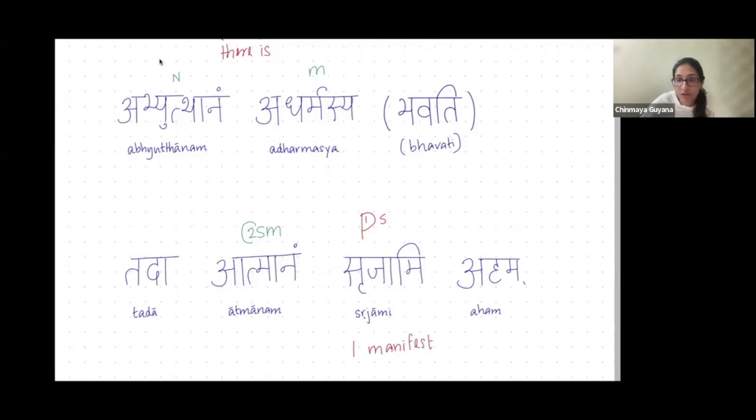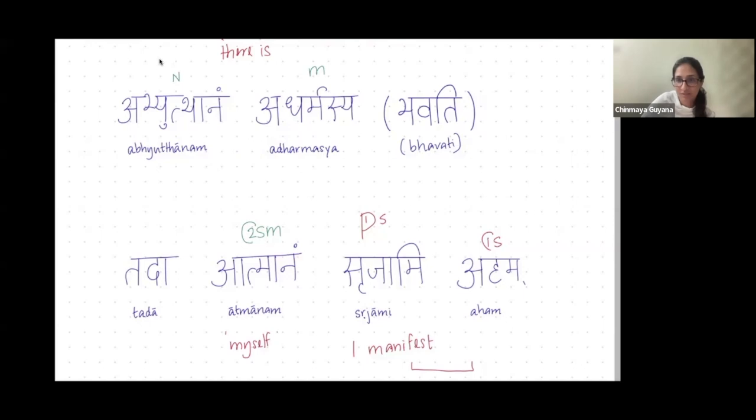But it so happens there's also an aham. So the I will be in the aham, first case, singular. I manifest is aham srijami. So far, so good? Okay, now see if there's any object. Atmanam. Atmanam means like myself. That's the way you would translate it. Atmanam. Okay, now is there any other, oh, we skipped one sentence, haha.